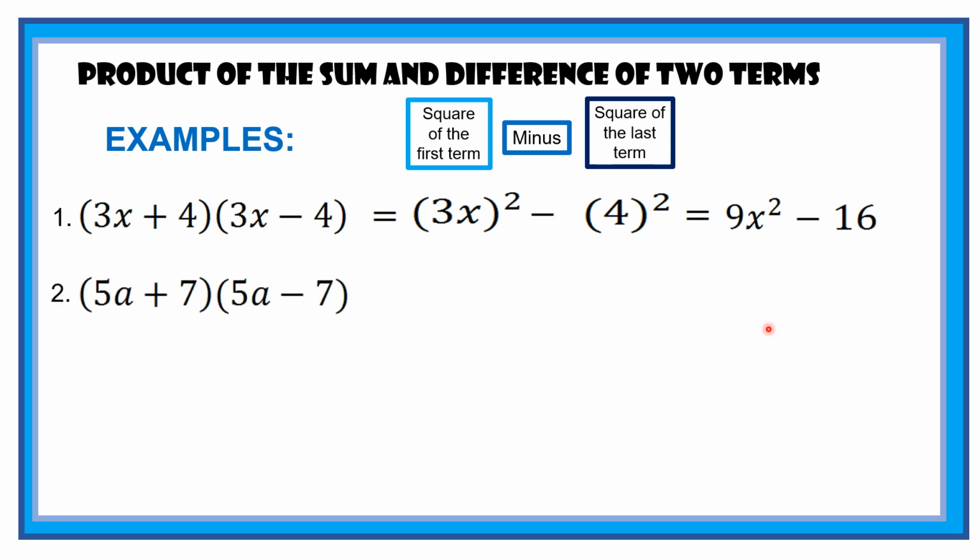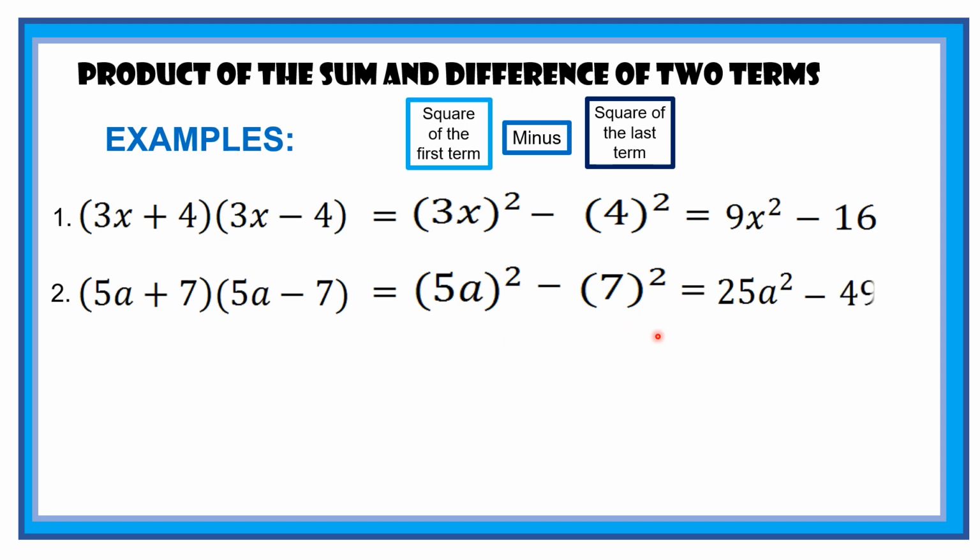Next, number 2. So we have square of the first term minus square of the last term. So we will now simplify. Square of the first term means 5a times 5a, so we have 25a squared. Next, minus square of the last term, which is 7 times 7, so we have 49. So the final answer is 25a squared minus 49.